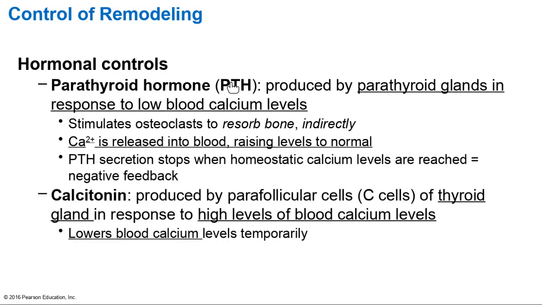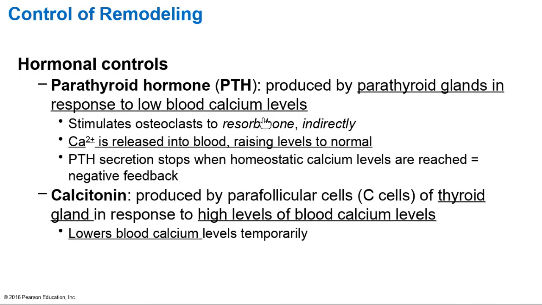All right, PTH will go directly to osteocytes, and then those osteocytes will stimulate osteoclasts. So it's indirect. Okay? So the idea is PTH does not directly stimulate osteoclasts. It does so indirectly through its communication with osteocytes or osteoblasts.